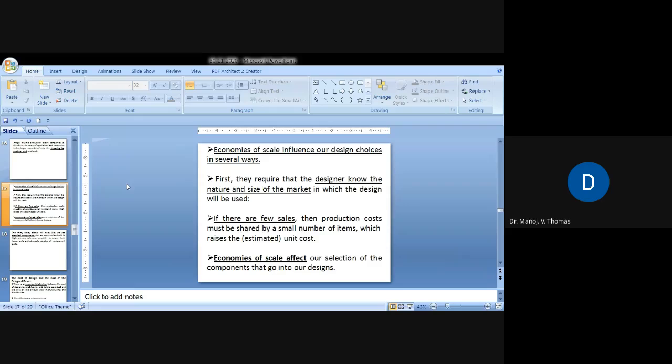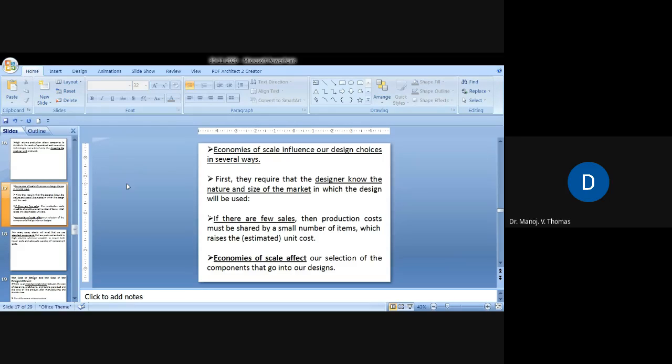Economies of scale influence our design choices in several ways. First, they require that the designer know the nature and size of the market in which the design will be used. So initially, when we make the design itself, we know this product is going to be manufactured in bulk quantities. So we can use this type of material, we can use that component here, because when you sell the product in large quantities, obviously you will get a lot of profits, and thereby you can increase the revenues.